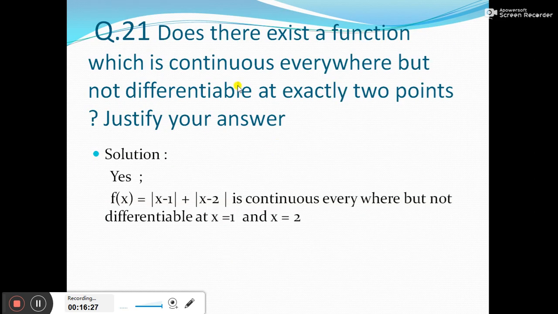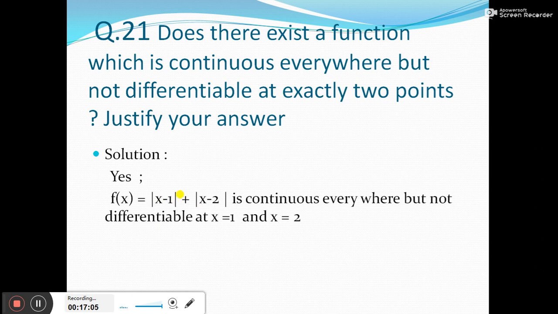Next question. Does there exist a function which is continuous everywhere but not differentiable at exactly 2 points? Justify your answer. Yes. As you know, the modulus function is continuous everywhere but not differentiable, and therefore we have to consider any 2 points. We have to prove that it is not differentiable at exactly 2 points. Therefore we have to consider the example mod of x minus 1 plus mod of x minus 2, as we have done earlier in exercise 5.1.